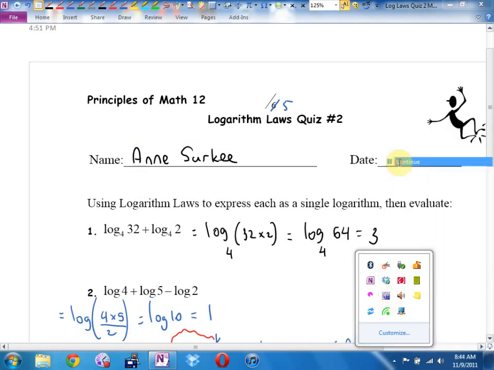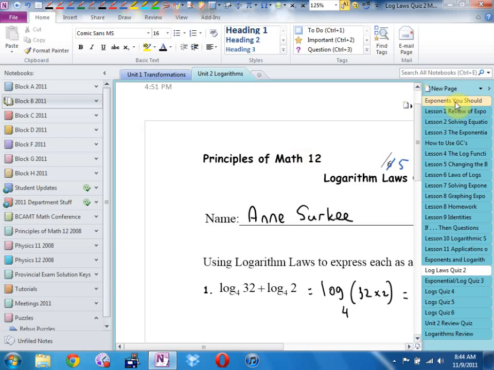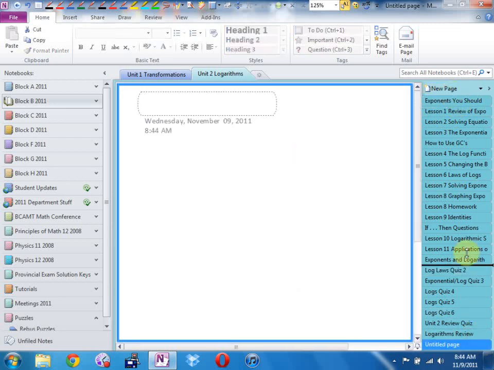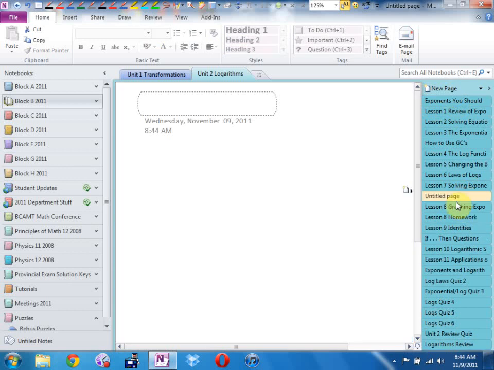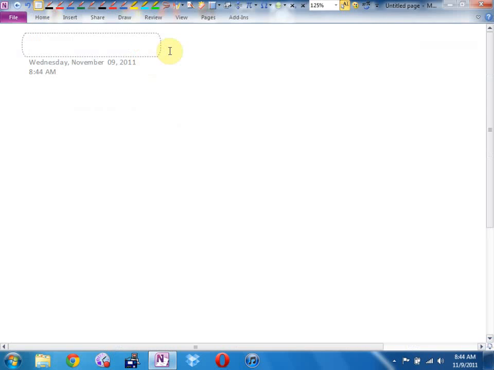Can you turn to the back of your book where there is a blank page, please? And for a little heading, you can just write: practice exponential equations. So here's what we looked at yesterday.